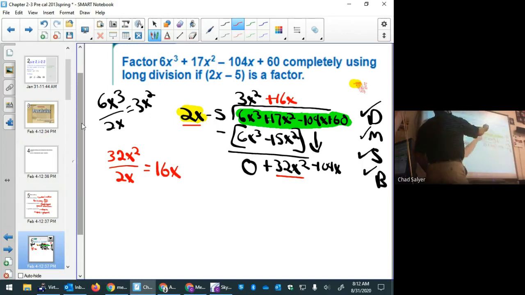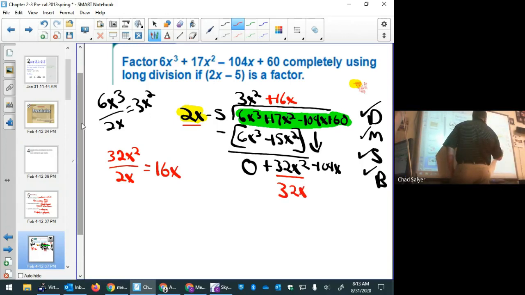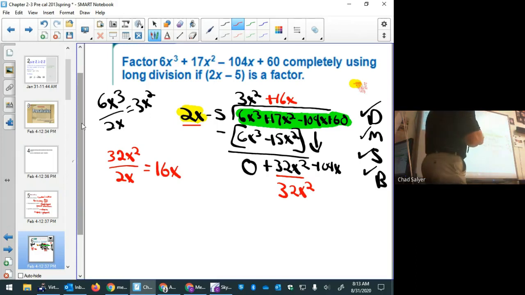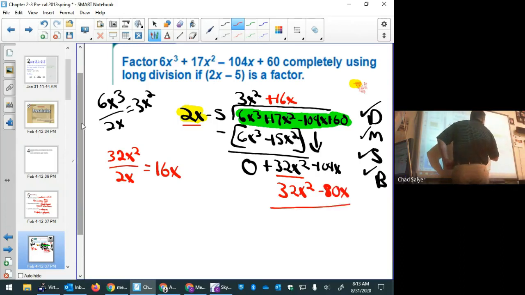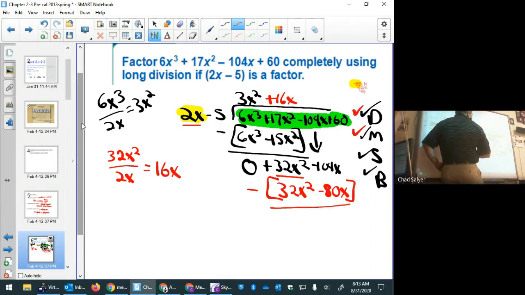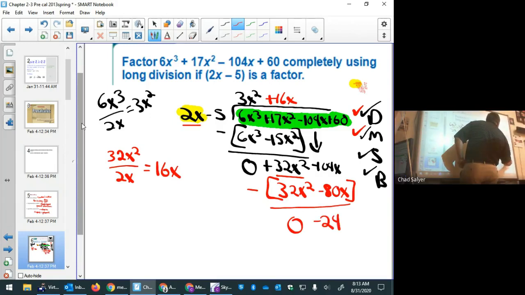Now we multiply. 16x times 2x is 32x squared. And then 16x times -5 is minus 80x. So there's the divide and the multiply. Now we're going to subtract. So we get a 0 here, as we expected. Negative 104x minus a negative 80x is negative 104x plus 80x. So the result here is negative 24x. And then we're going to bring down that last value.